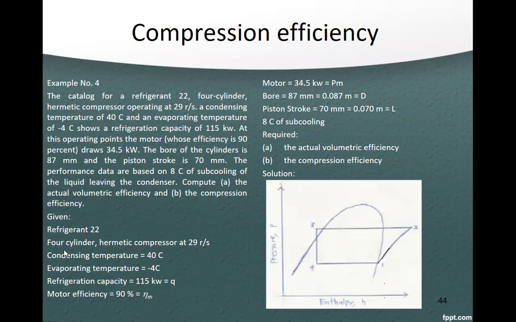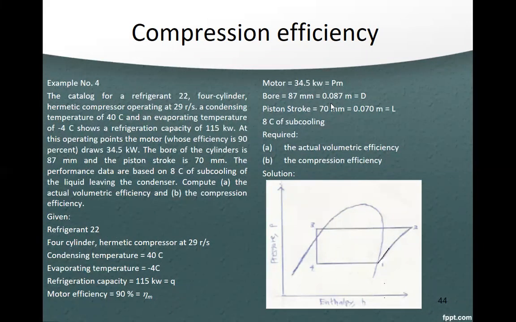Refrigerant 22, 4-cylinder, automated compressor at 29 revolutions per second. Condensing temperature is 40°C. Evaporating temperature is negative 4°C. Refrigeration capacity is 115 kilowatts. This is Q. Motor efficiency is 90%, η of M. So the motor power P of M is 34.5 kilowatts.